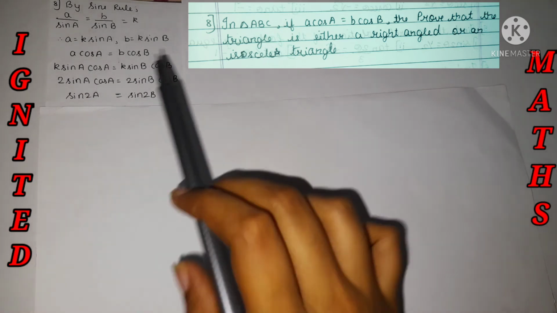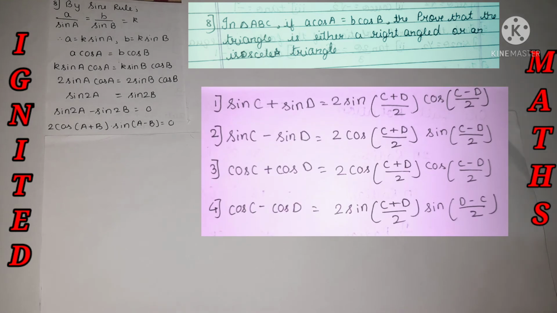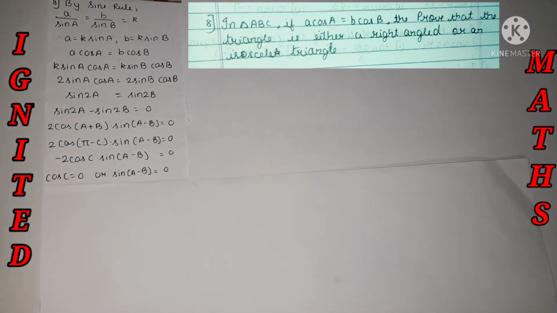Let's take it to the LHS: sine 2A minus sine 2B, and we'll use the formula accordingly. I'll list out the formula at the right hand side so that we get a clear concept. Over here I have used A plus B. So A plus B plus C is equal to pi. A plus B is nothing but pi minus C. So cos of pi minus C is nothing but minus cos C. So it's nothing but cos C is equal to 0 and sine of A minus B is equal to 0.